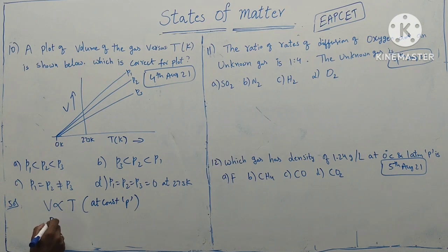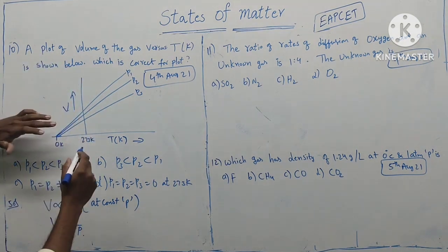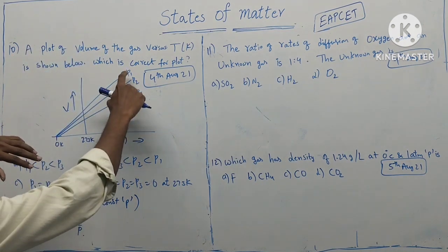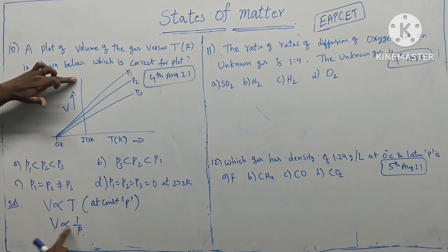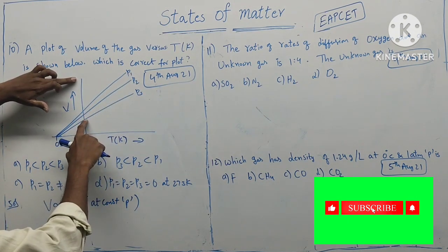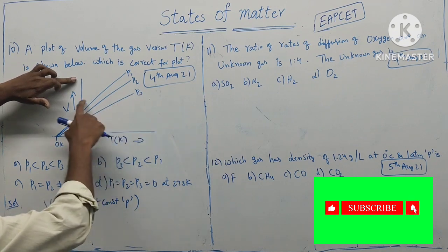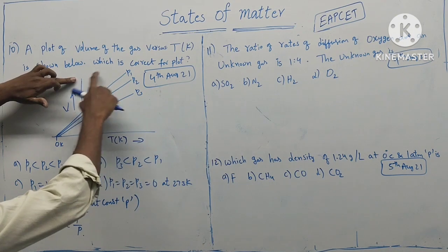So we know that pressure is inversely proportional to volume, or volume is inversely proportional to pressure. So here volume increases from bottom to top. Higher volume means volume is inversely proportional to pressure. Higher volume means low pressure. Here low volume means high pressure. Low volume, higher pressure; high volume, low pressure.